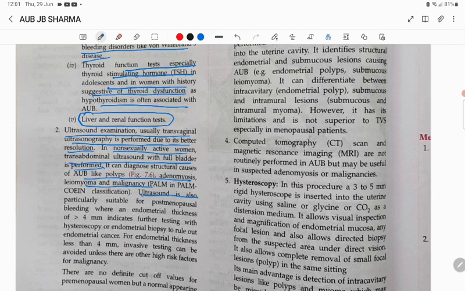Ultrasound is also particularly suited for postmenopausal bleeding, where an endometrial thickness of more than 4 mm indicates further testing with hysteroscopy or endometrial biopsy to rule out endometrial cancer. For endometrial thickness less than 4 mm, investigation can be avoided unless there are other high risk factors for malignancy.